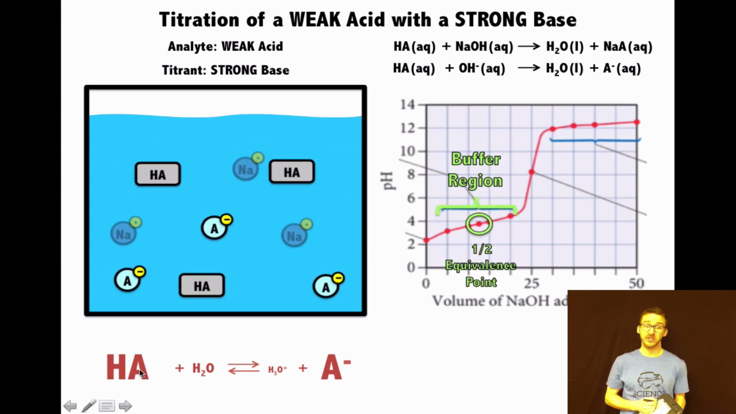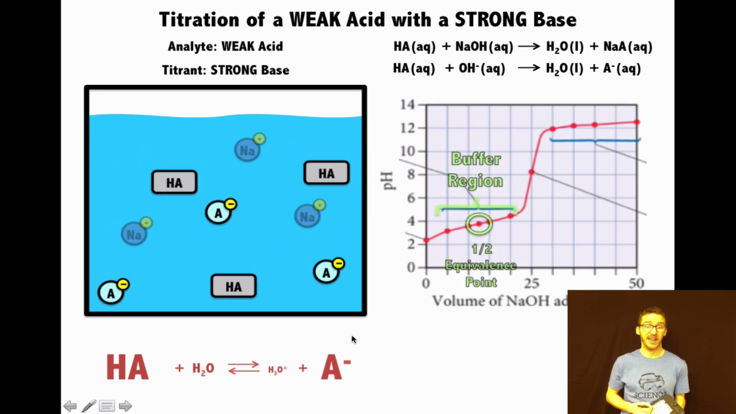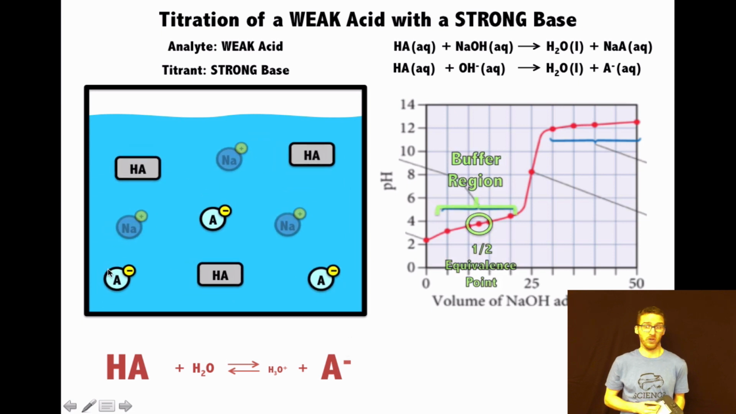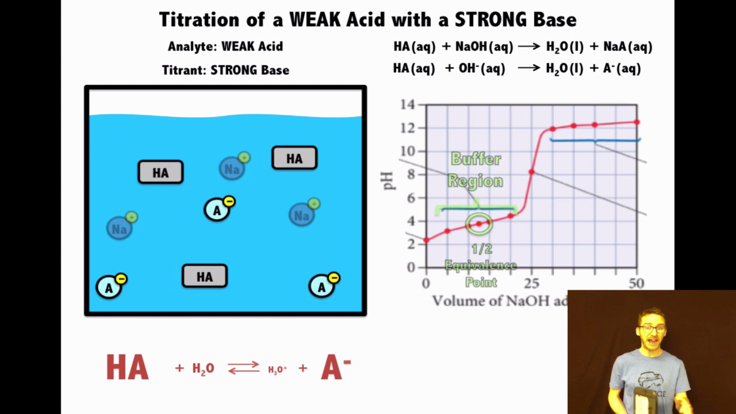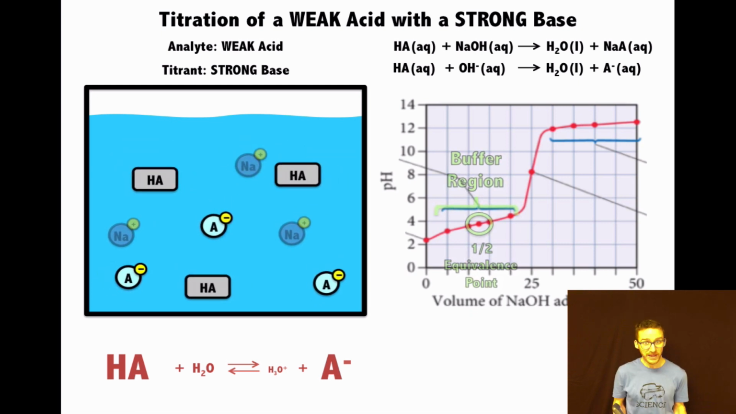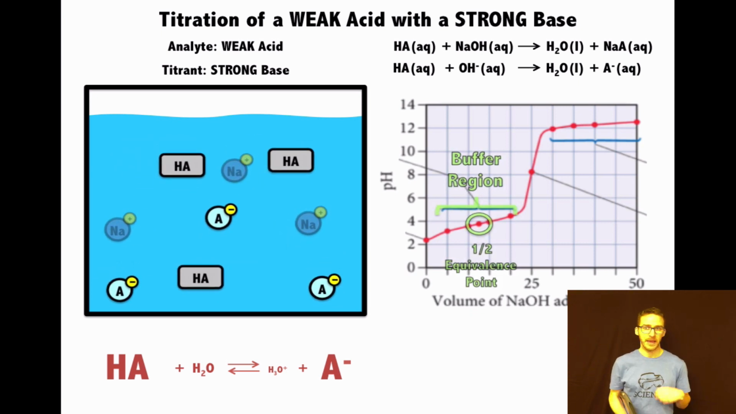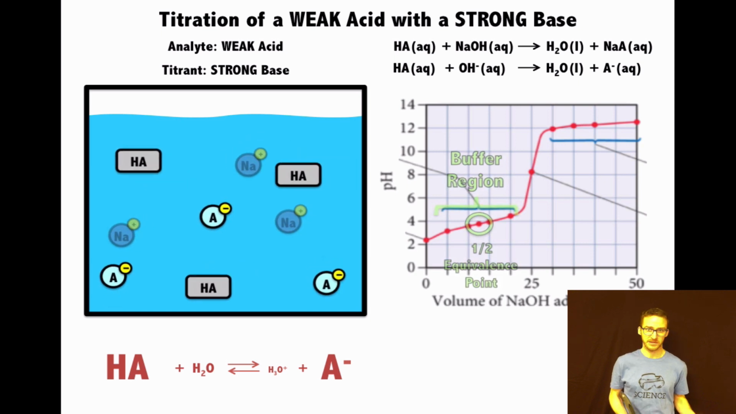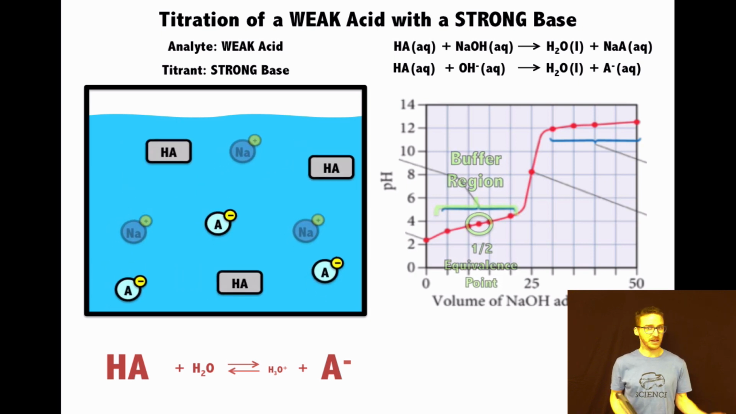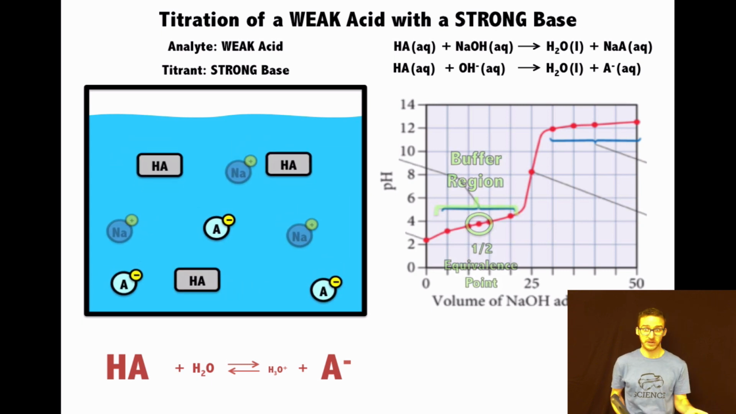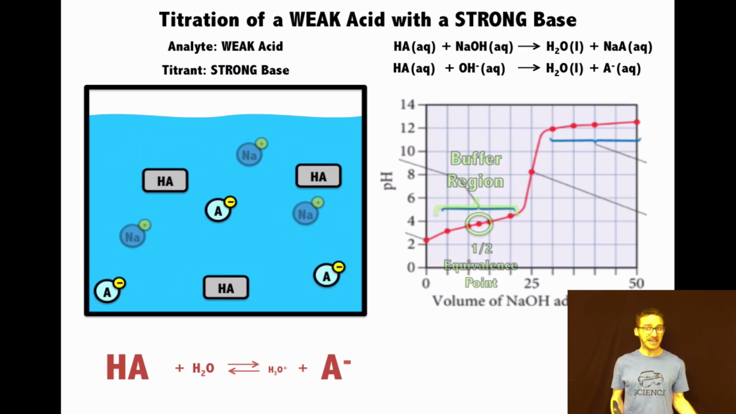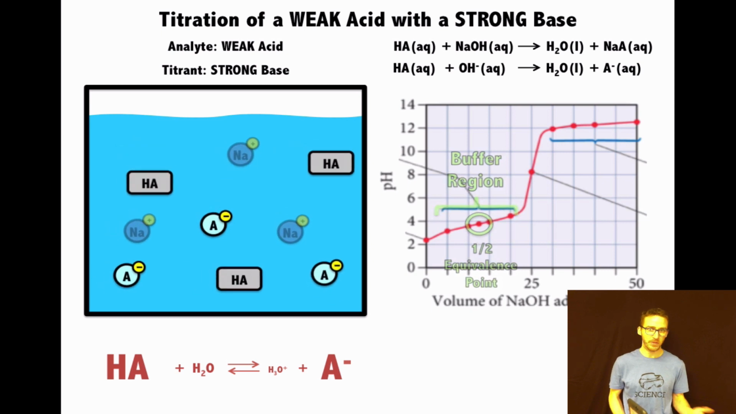Note that the concentration of my weak acid and conjugate base are equal. And this is an important point along the titration. This is known as our half equivalence point. We're halfway to neutralizing all of our acid. It's also important because at this point, because the concentration of weak acid and conjugate base are equal to one another, the pH of our solution at this point is equal to the pKa of our weak acid. We'll talk about that more in a minute.